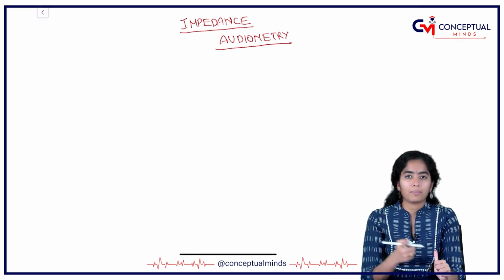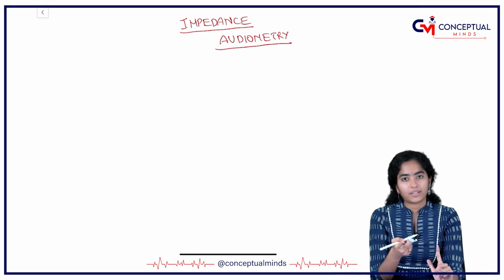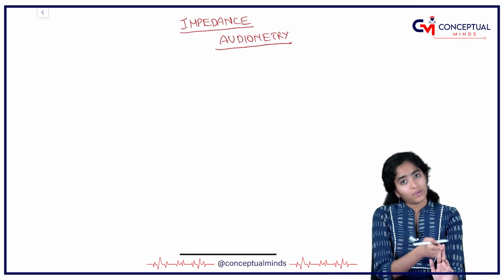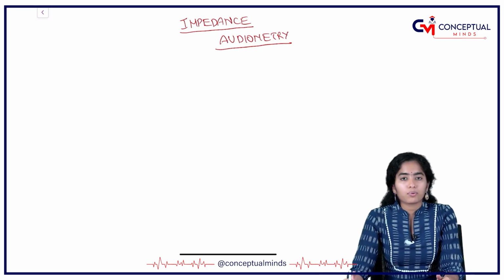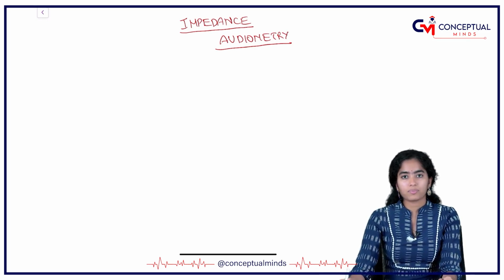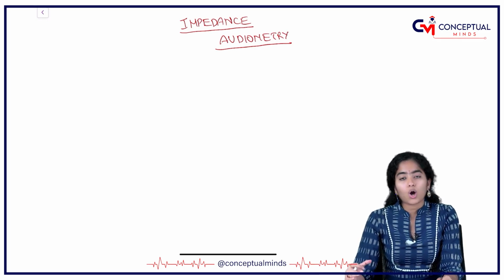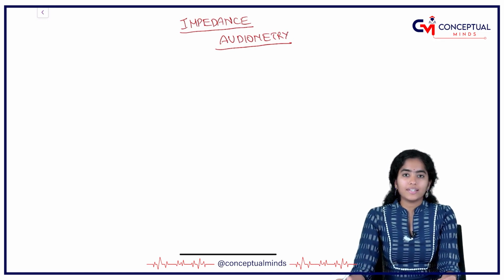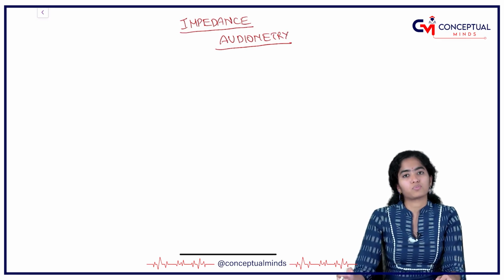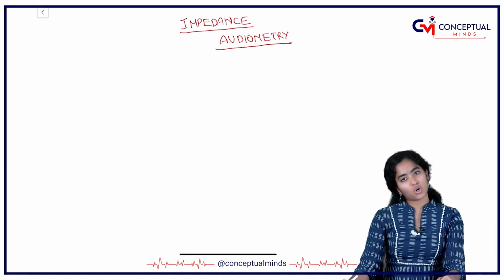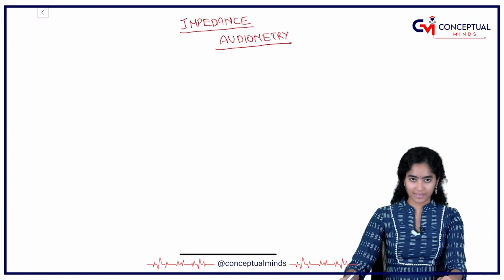Now the patient could be a malingerer, the patient could be mentally retarded, the patient could be a small child who cannot follow your instructions and respond properly. These are all the problems with subjective tests. But an objective test does not need response from the side of the patient. That is the advantage of an objective test, and impedance audiometry is one such test.